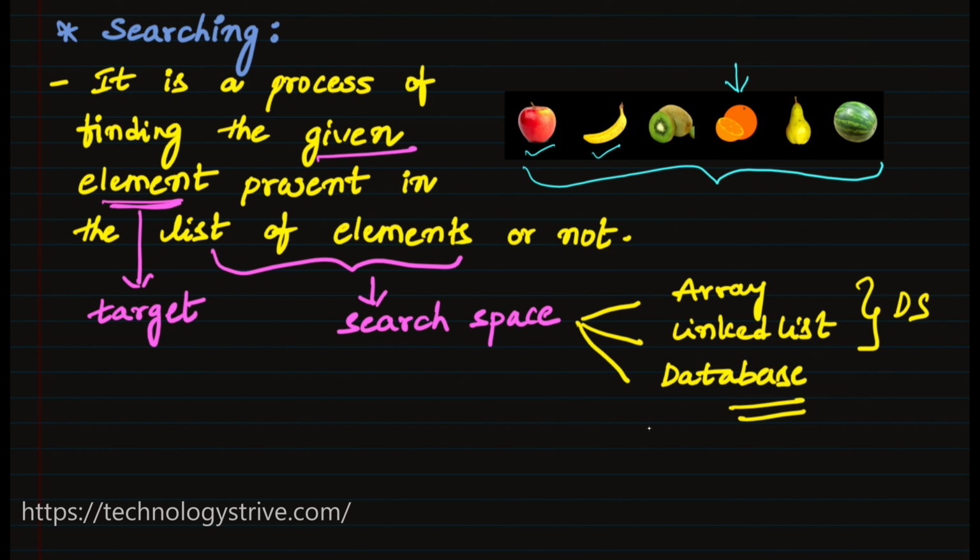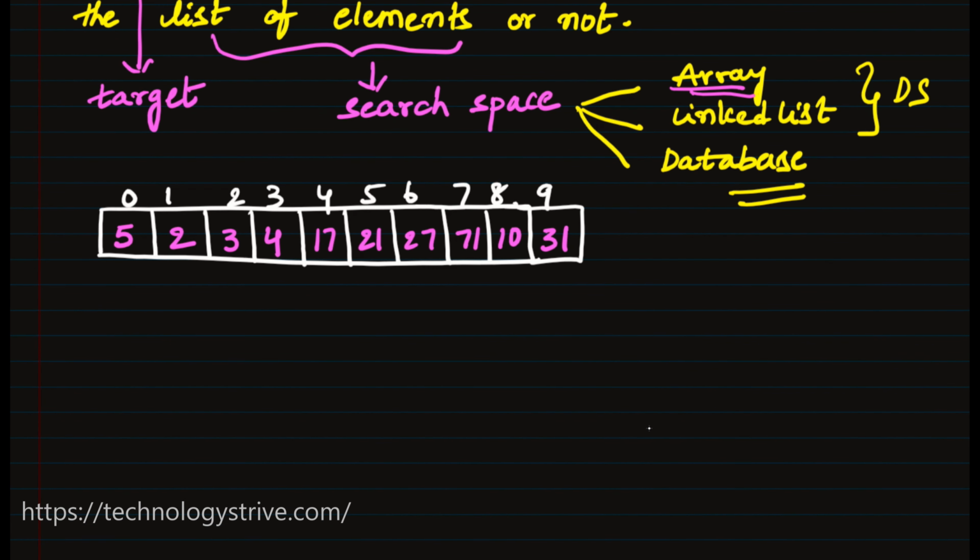To understand different search algorithms, let's assume that our search space is an array. For example, we have an array like this. We are representing the array using A. Our search space is an array which has 10 elements, and let's assume the target element is 17. So we need to find out whether 17 is present in the array or not. This is the task.